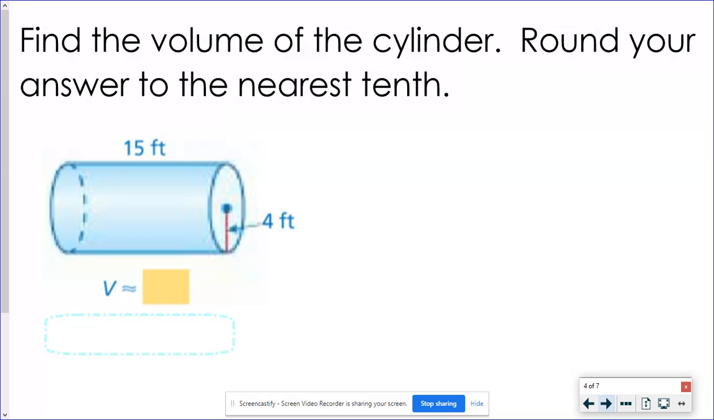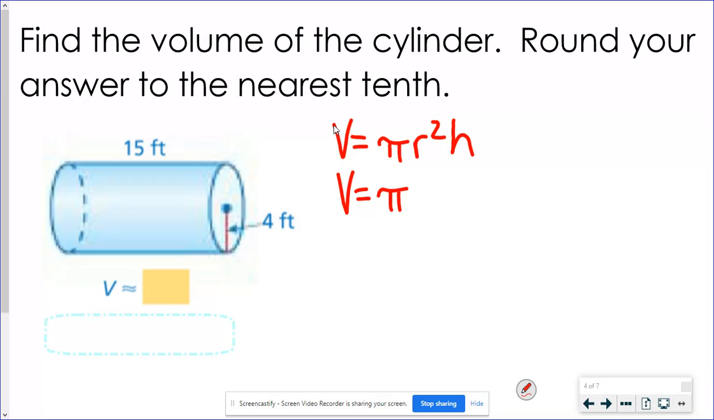This cylinder happens to be laying on its side. The 15 is still the height. I know that that's not how tall it is, the way that it's laying right now. But what I'm looking for here is the distance between the circles, the distance between the bases. Okay, so for this one, our formula, instead of writing that capital BH, I'm going to write pi r squared h. Let's put in the numbers that we know.